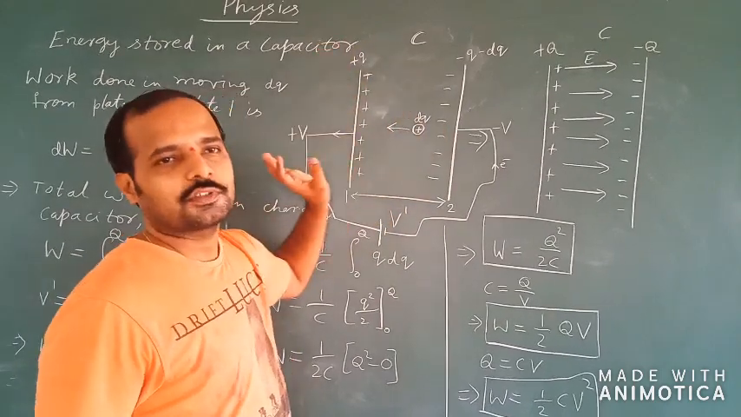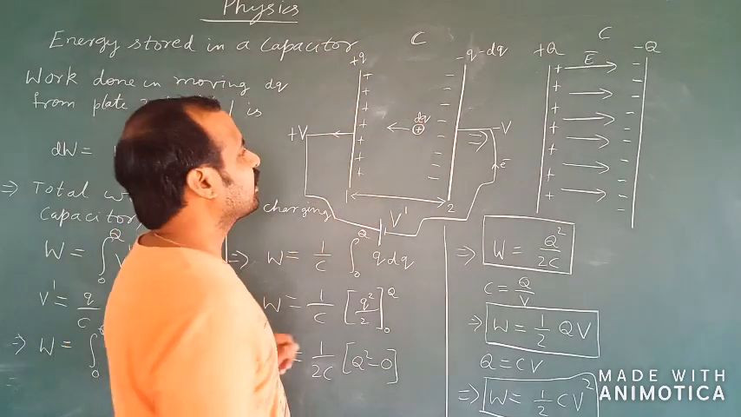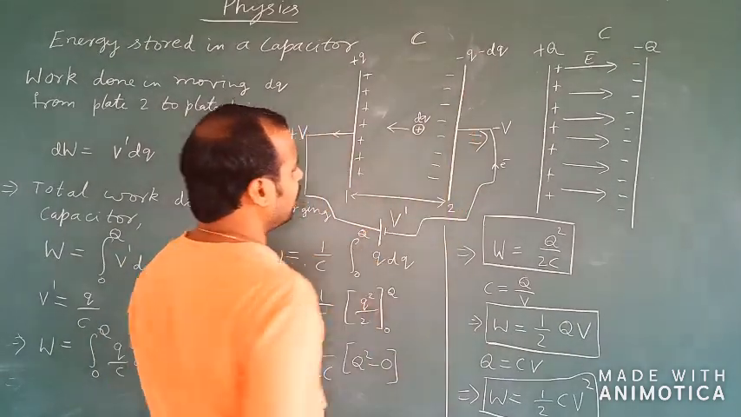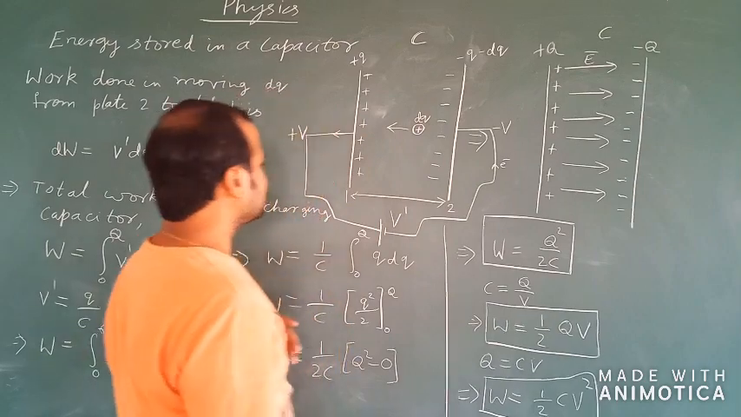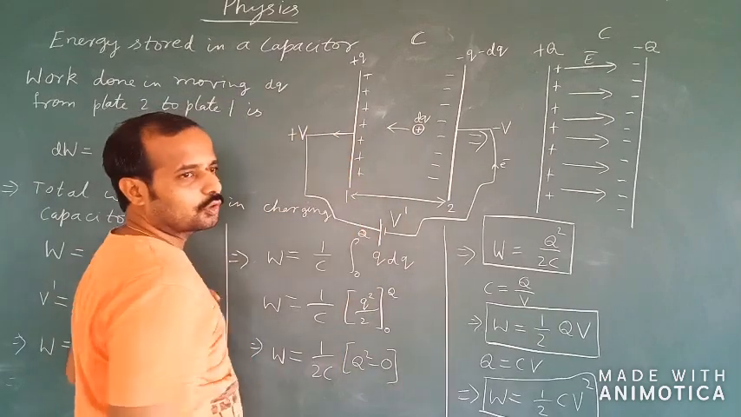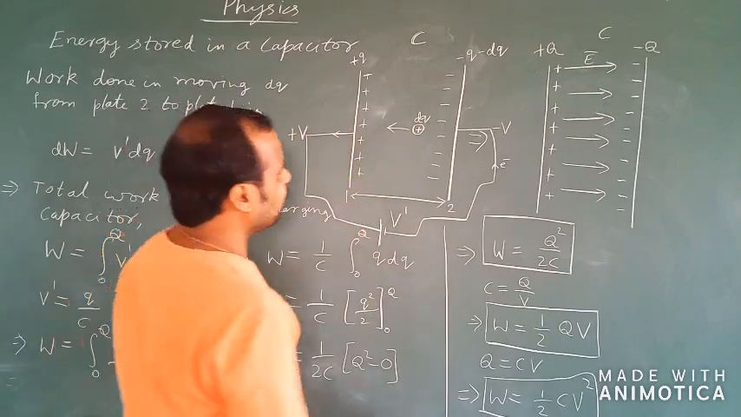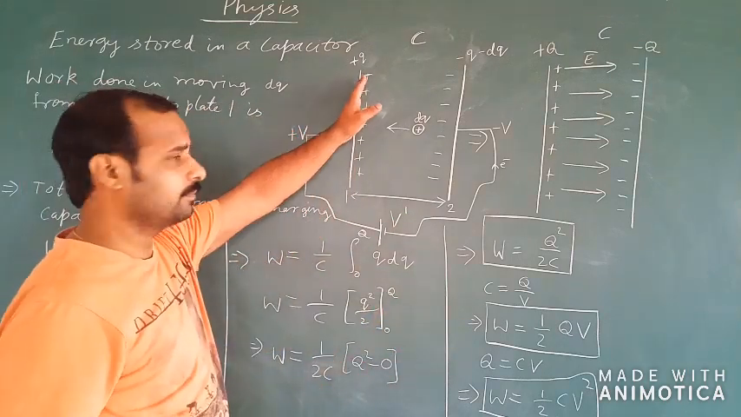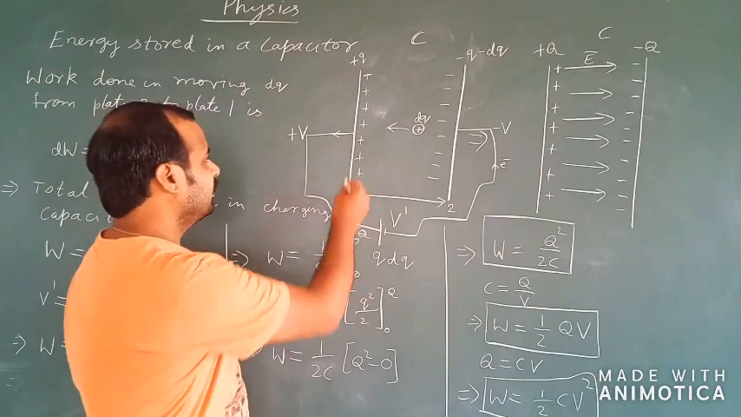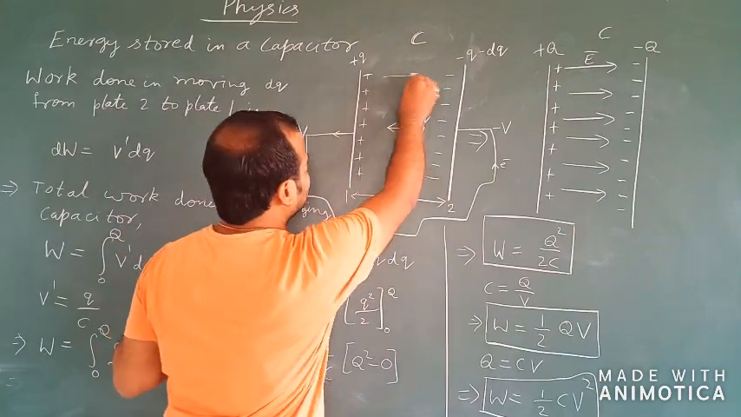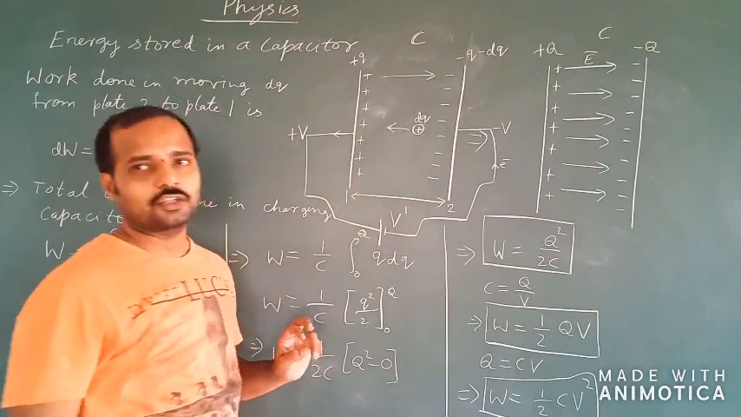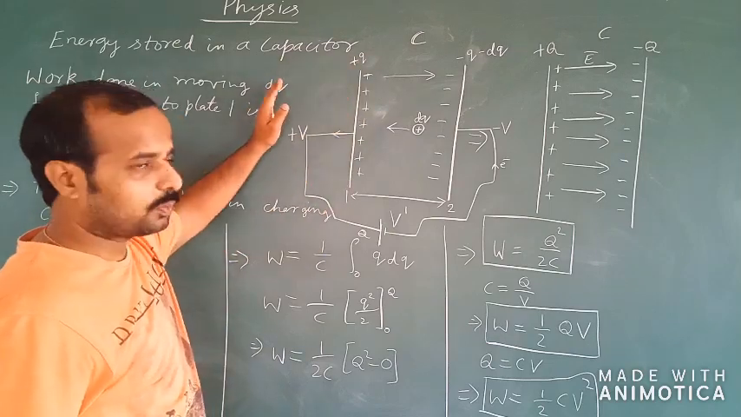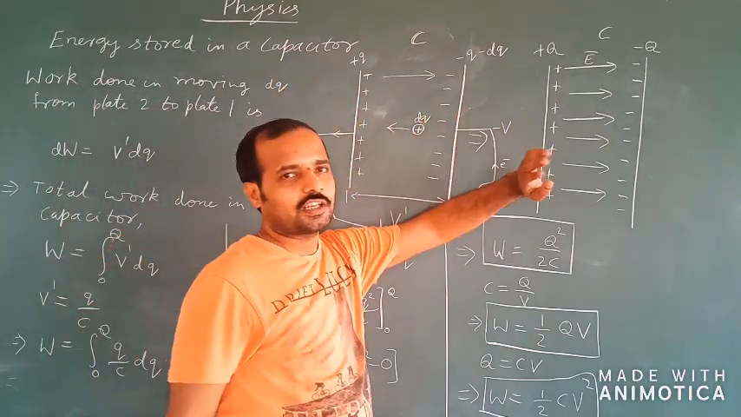But during this process, it is as good as saying that one positive charge has been removed from plate 2 and the same positive charge has been deposited onto plate 1. So basically what we are doing is against the direction of the field. Now remember one thing, the electric field is from the positive plate towards the negative plate, because plate 1 is applied with the positive potential and plate 2 is applied with the negative potential.